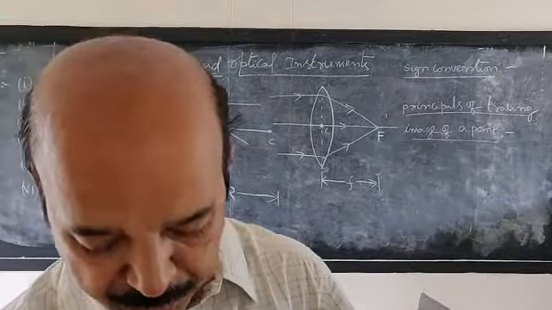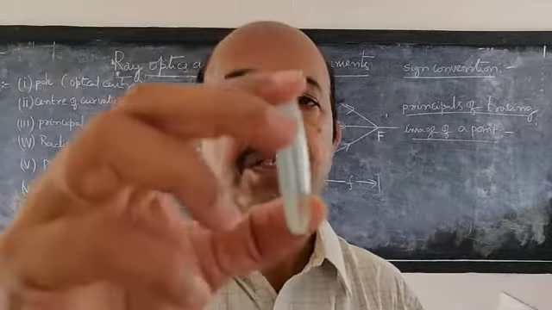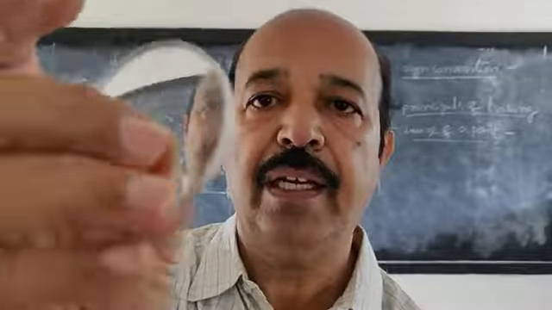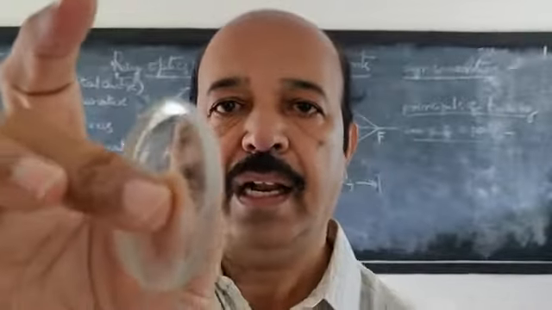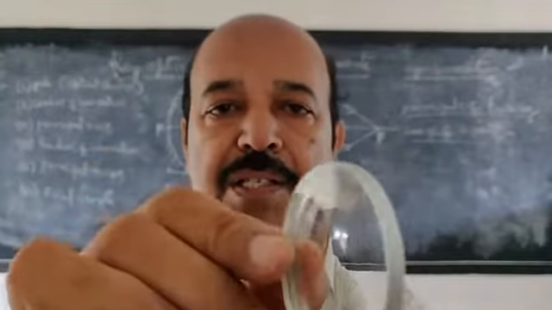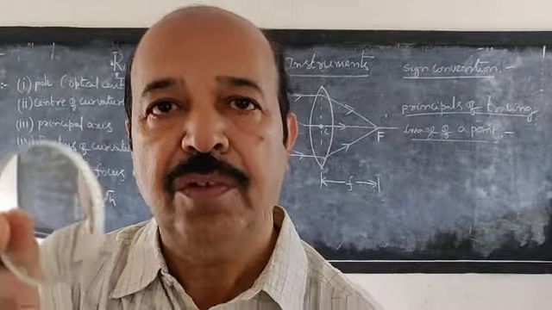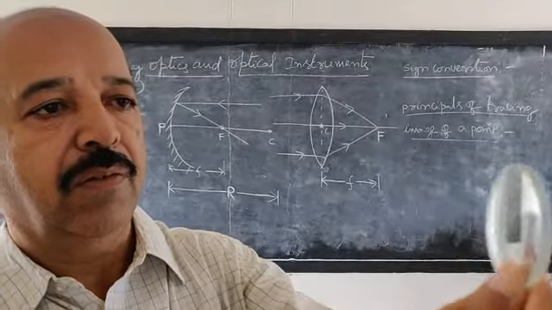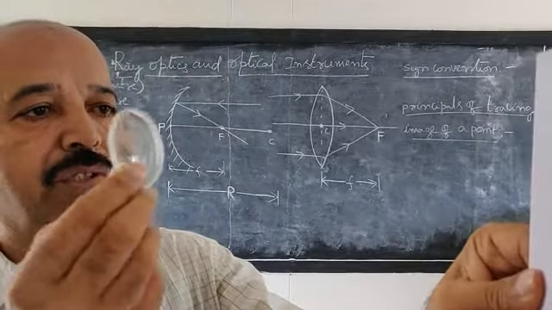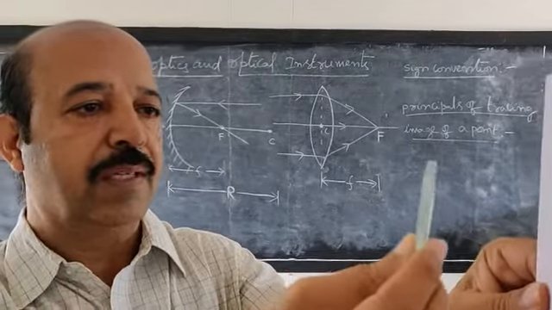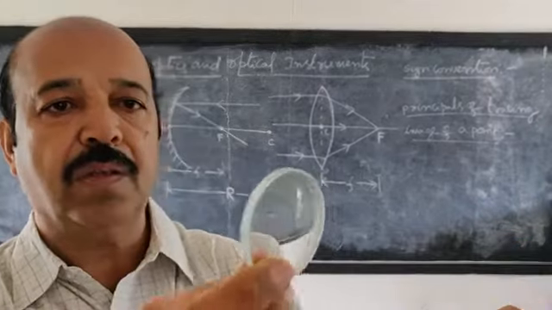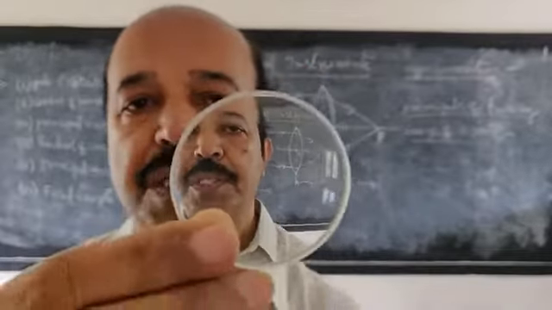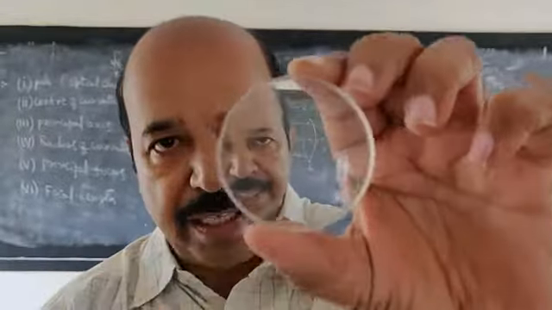Now here is another lens. This is a concave lens. At the center it is thinner, and at the edges, if you see, it is thick. Let us try to form an image by using this lens. Now you are not getting any image of the object, only some light. So this also always forms a virtual image. You cannot get a real image using a concave lens.